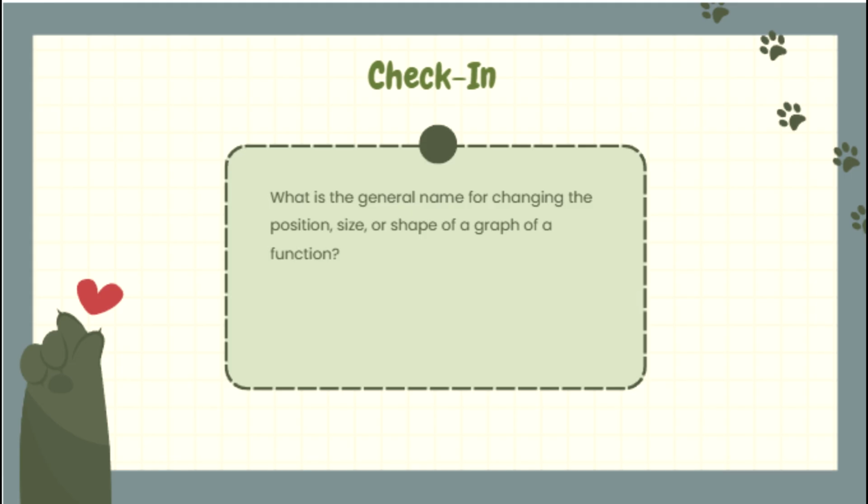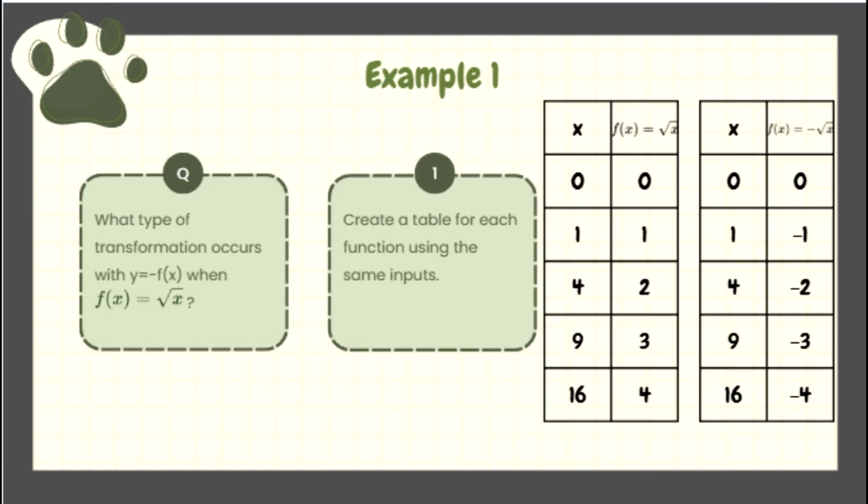Here's a check-in. What is the general name for changing the position, size, or shape of a graph of a function? A transformation. Example number 1. What type of transformation occurs with y equals f of x when f of x is equal to the square root of x?